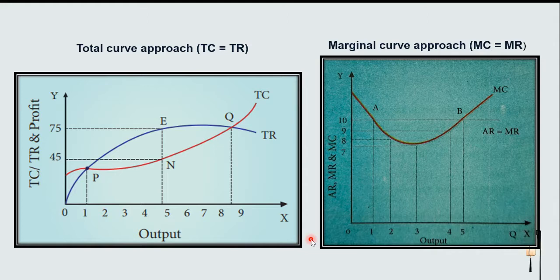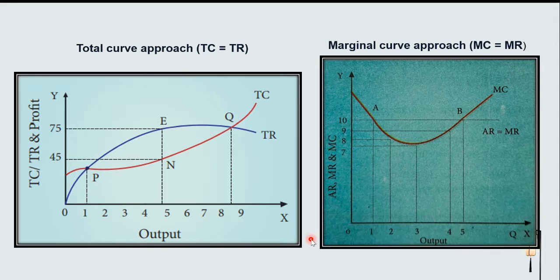In the total curve approach, it is also called the TC-TR approach. Profit is obtained by a firm through the difference between TC and TR. So what is TC? TC means total cost. What is TR? TR is the total revenue.